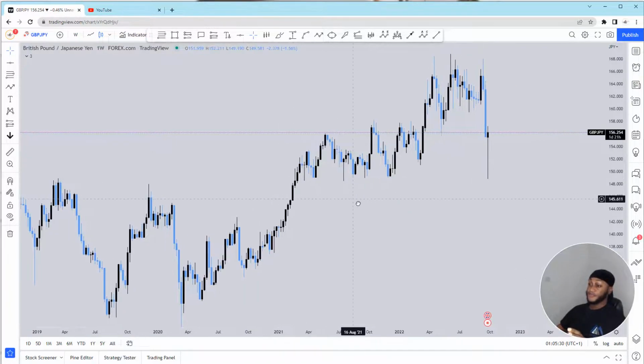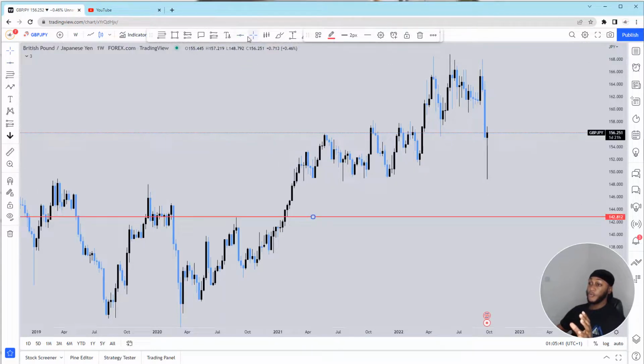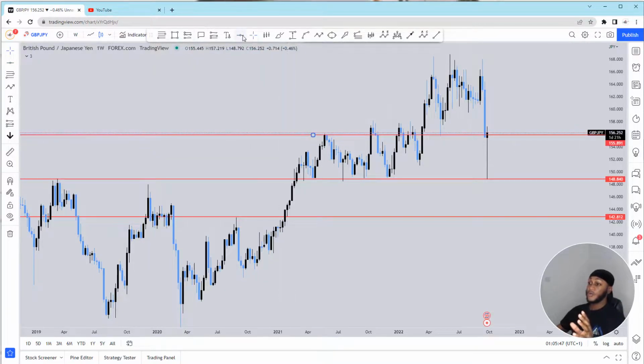If you look at GG, what I'm going to show you again is we're going to mark out all of our structure. So we're going to mark out our support and resistance areas, and we're going to see how strong the momentum is on GBP JPY.